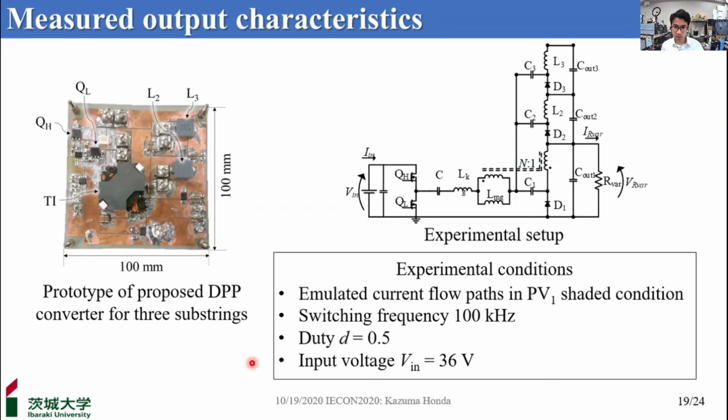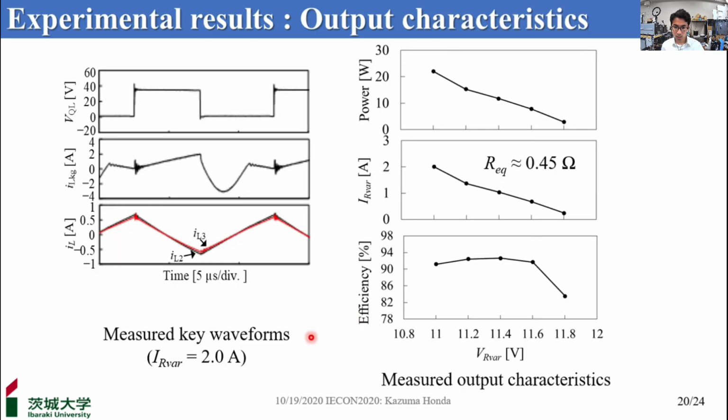Experimental result. This is a prototype of the proposed DPP converter. The prototype was operated at 100 kHz. The experimental setup was used to measure the power conversion efficiency of the prototype. Substrings PV1 to PV3 were removed, and the variable resistor R bar was connected to Cout1 to emulate the current flow path under the PV1 shaded condition. IR bar demonstrates the equalization current IEQ. Here, you can see the measured waveforms. These waveforms were in good agreement with the theoretical ones.